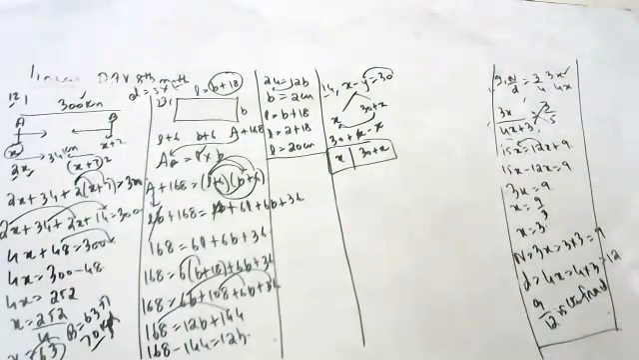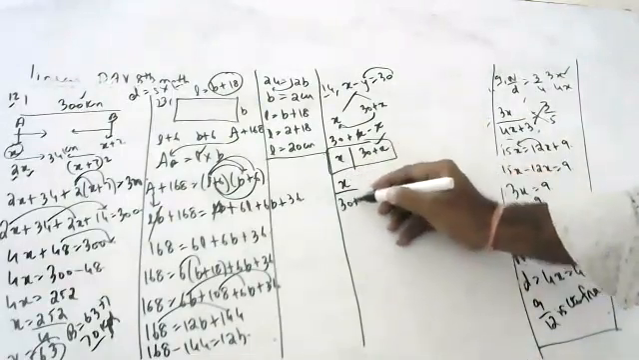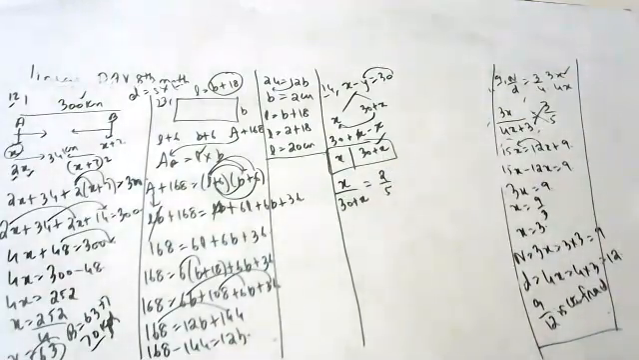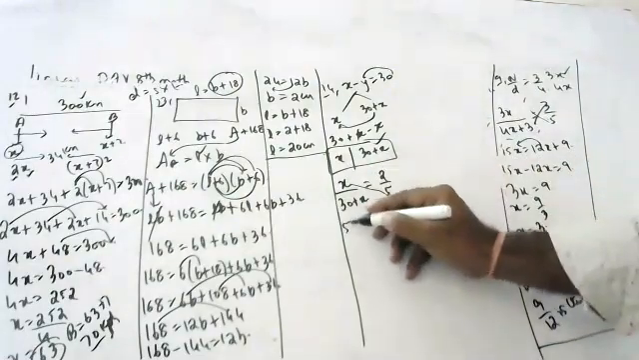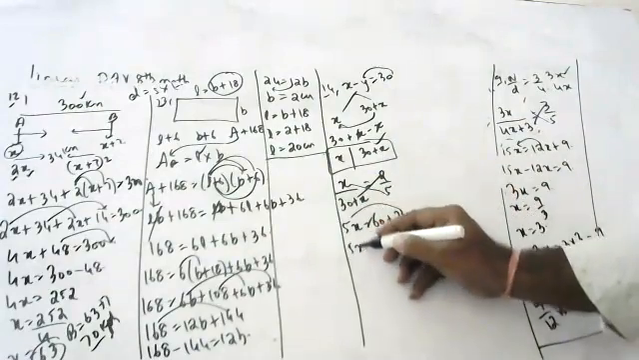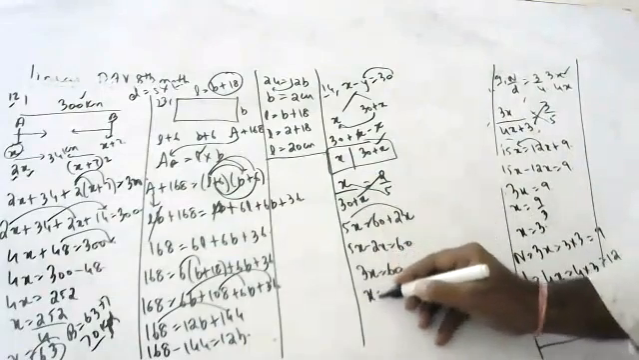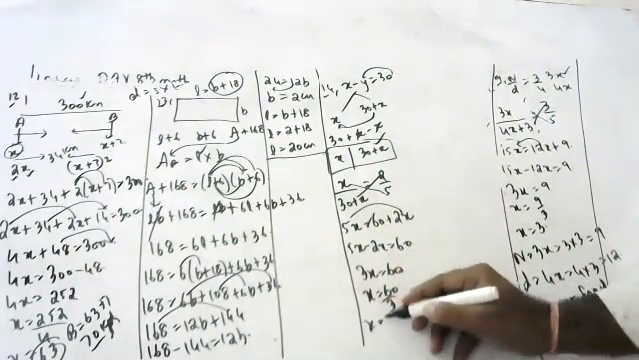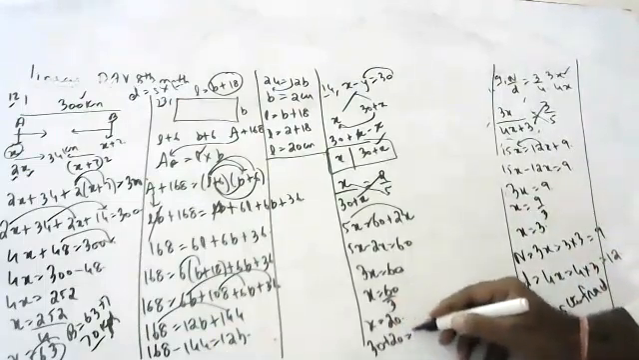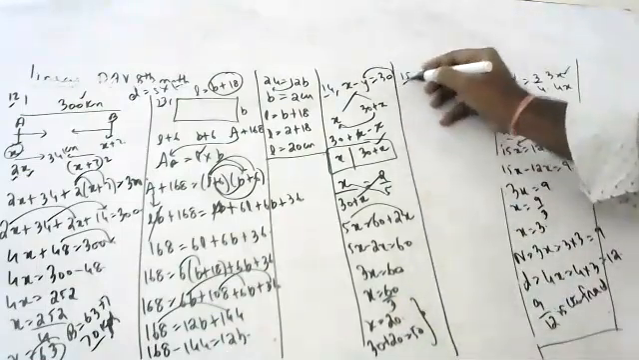The ratio of these integers is 2:5. So x by 30 plus x is 2:5. Cross multiplication: 5x is equal to 2 into 30 plus x, 60 plus 2x. 3x is equal to 60, x is equal to 20. The other one will be 30 plus 20, 50. So the two integers are 50 and 20.